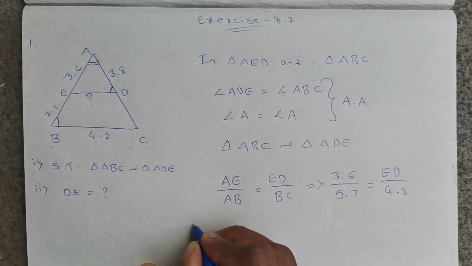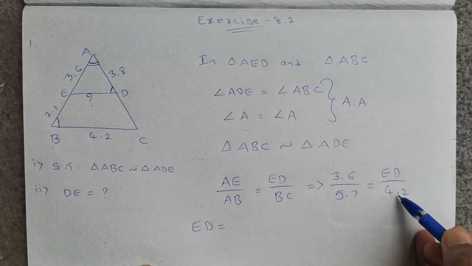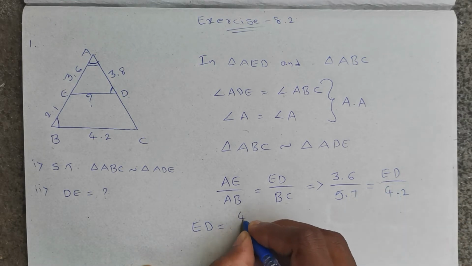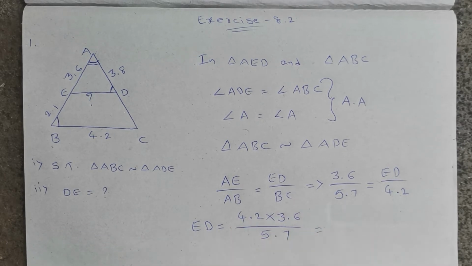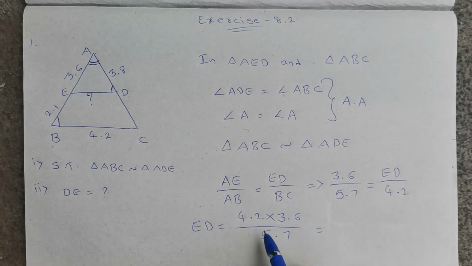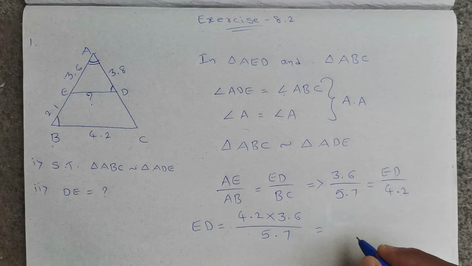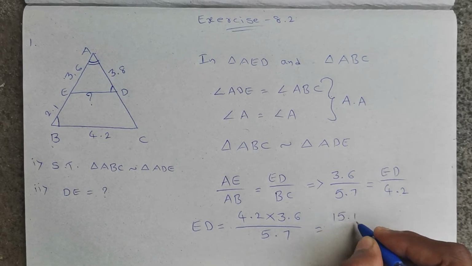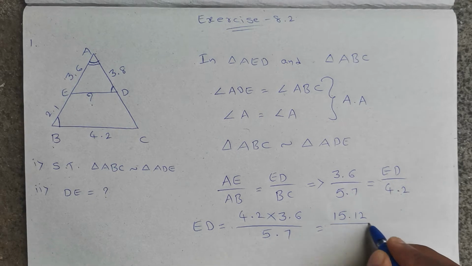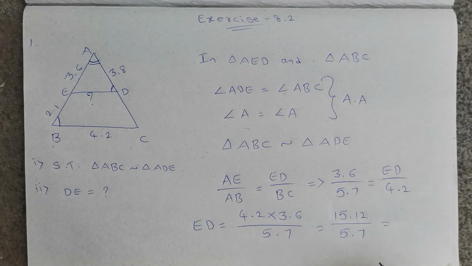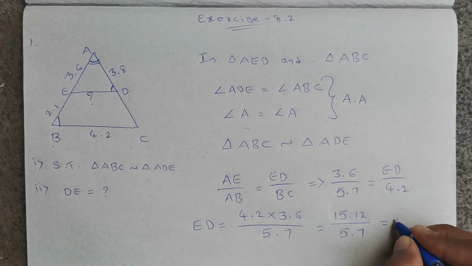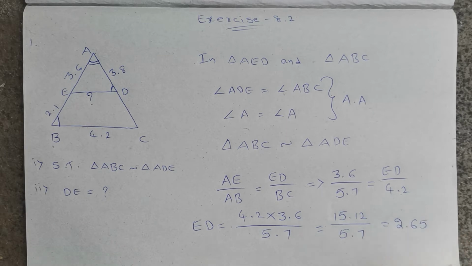So we want ED. So ED is equal to, cross multiply, 4.2 into 3.6 divided by 5.7. In the numerator, 4.2 into 3.6 is nothing but 15.12, divided by 5.7. So we will get the value as 2.65. So the length of the side ED is 2.65. Let's move to the second question.